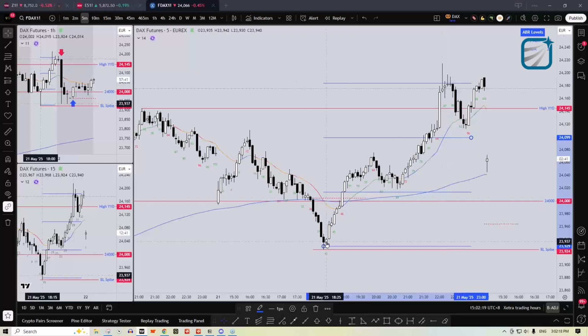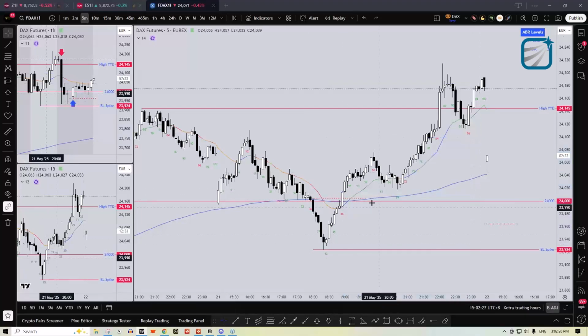So if you did nothing here, okay. If you did nothing here, okay. Once you see a strong reversal, okay to take a trade with a swing risk reward.